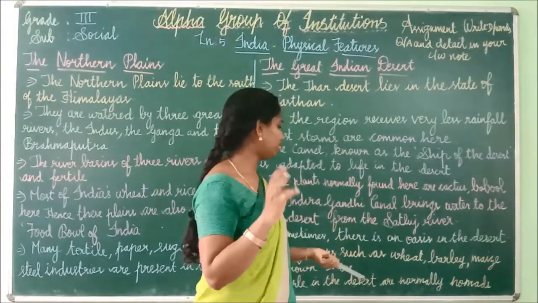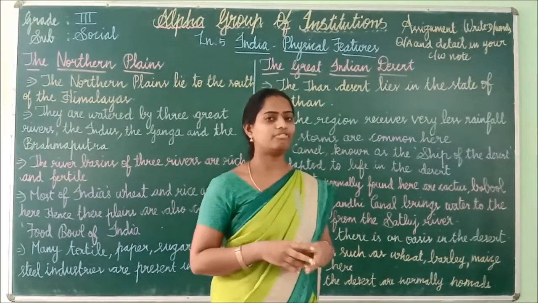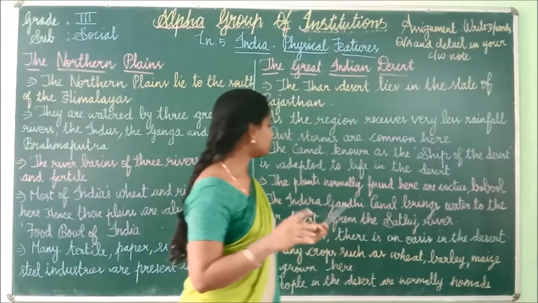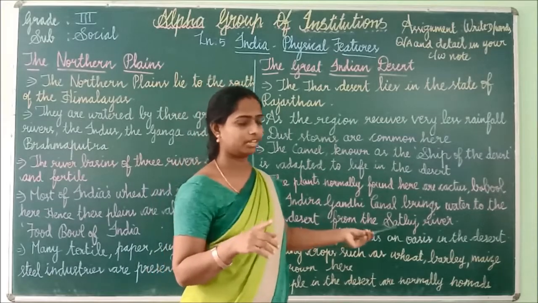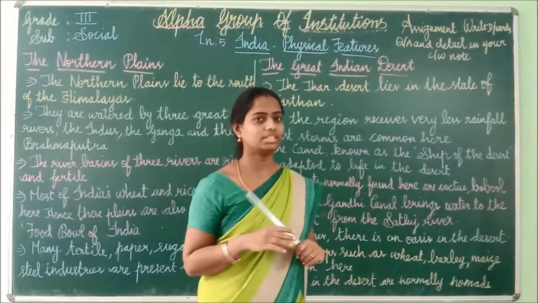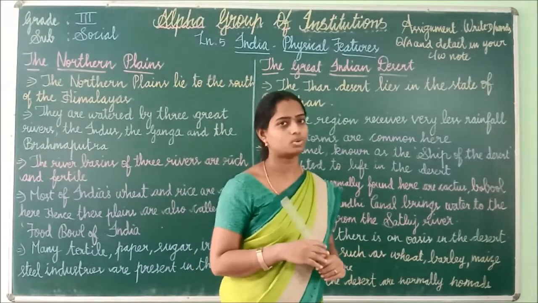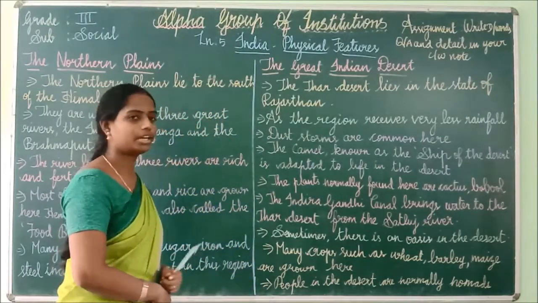Okay. So most of the people in this desert are nomads because they won't stay here because of the less rainfall, and there is also no cultivation like that, because the only way of cultivation is getting water from the Satluj river through the Indira Gandhi Canal, isn't it? So most of the people will not live there. The people in the desert are normally called nomads. Okay, children, this is about the great Indian desert. Are you all clear about this, children?